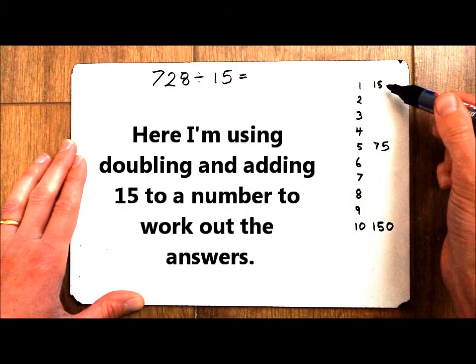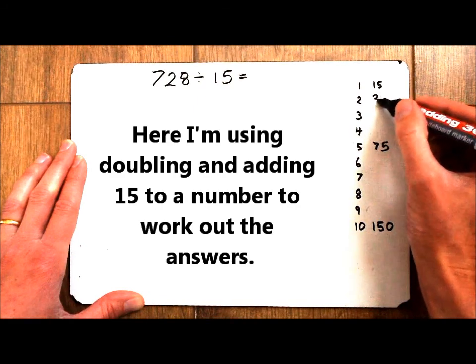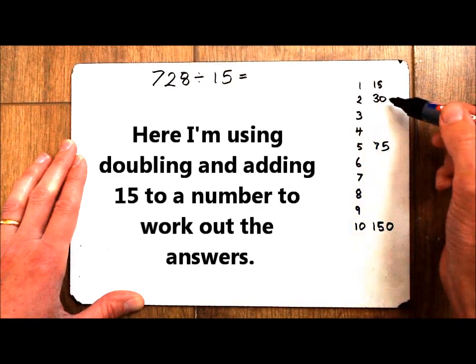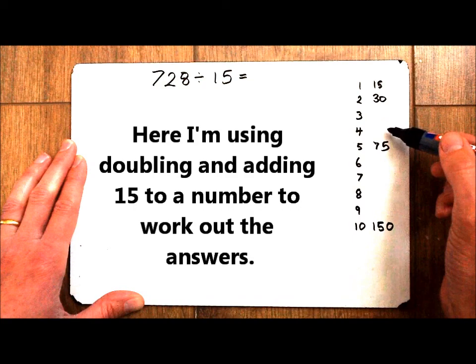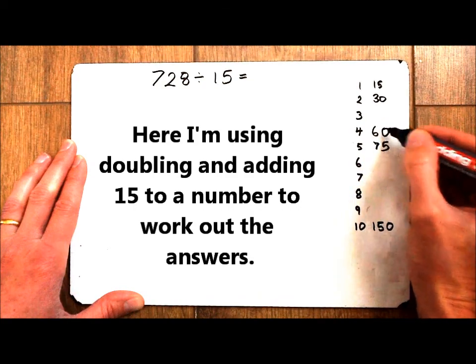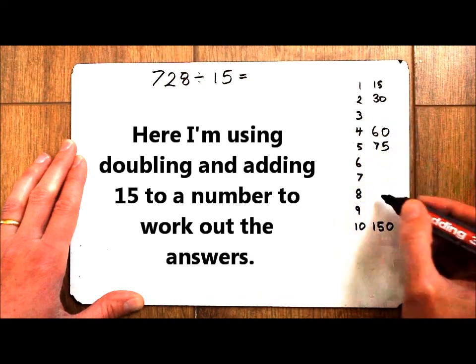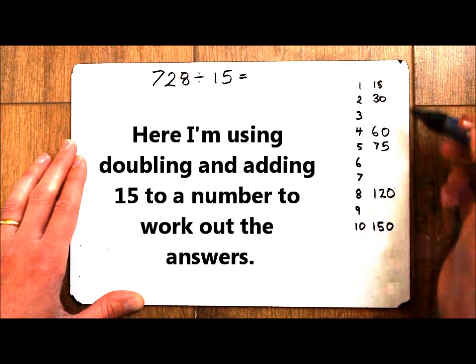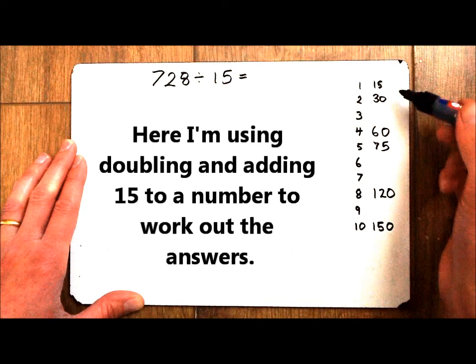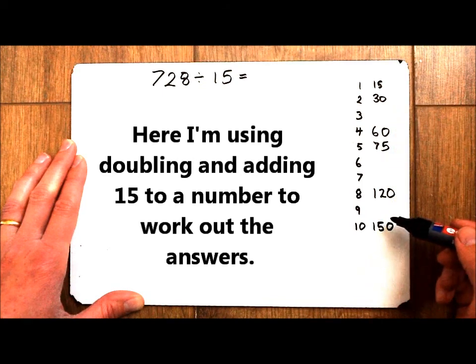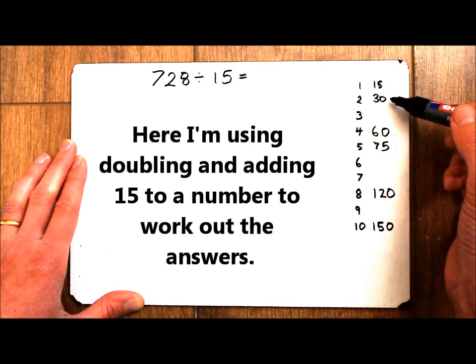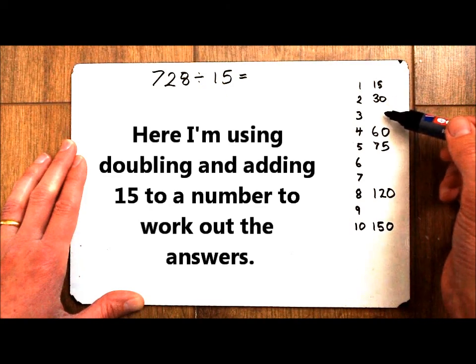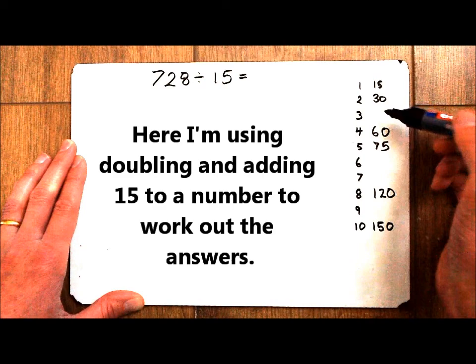If I know that one lot is 15, 2 lots must be double that, which is 30. 4 lots must be double that again, so that's 60. And 8 lots would be double that again, which would be 120. So even if I don't know my 15 times table, I can use other facts to work these missing ones out. So here, I've got 2 lots of 15 is 30, so I just need to add on another lot of 15, which would take me to 40, 45.